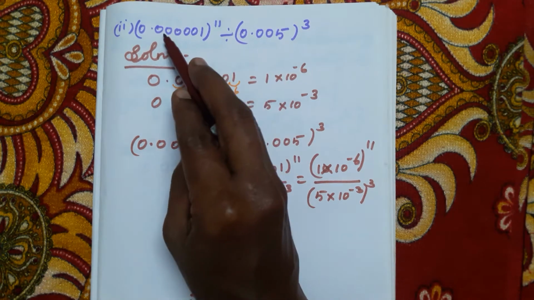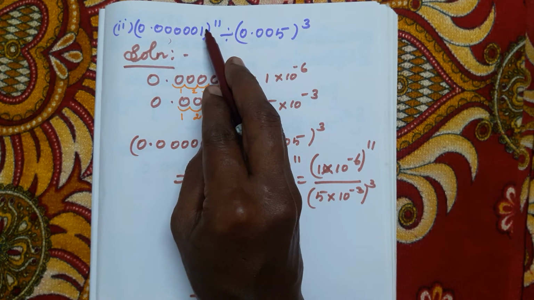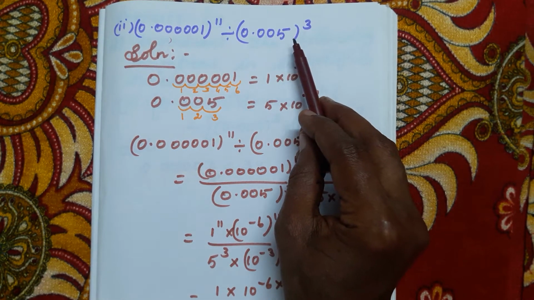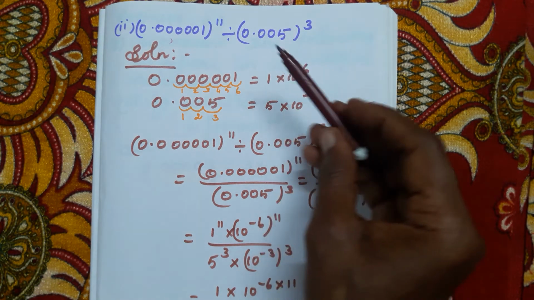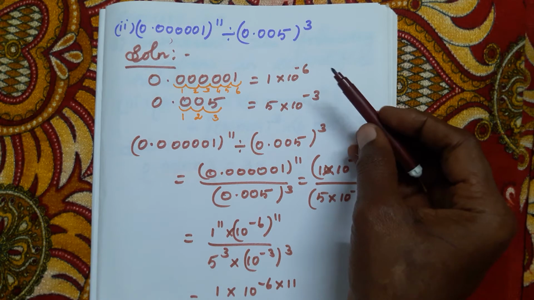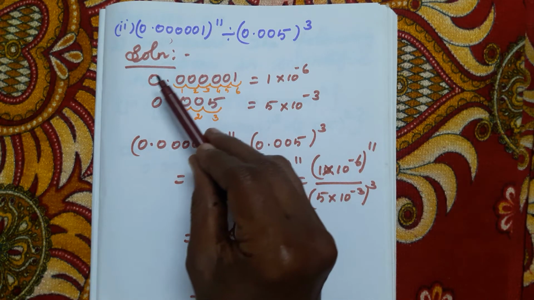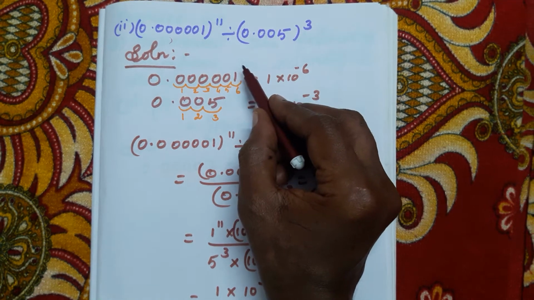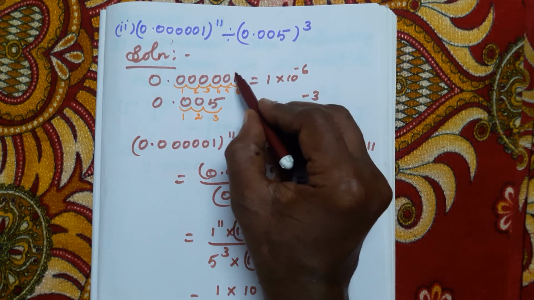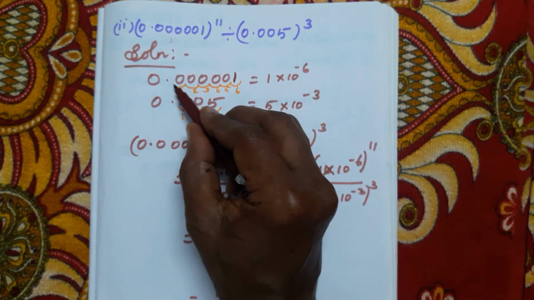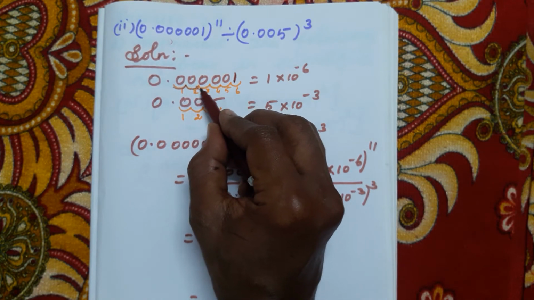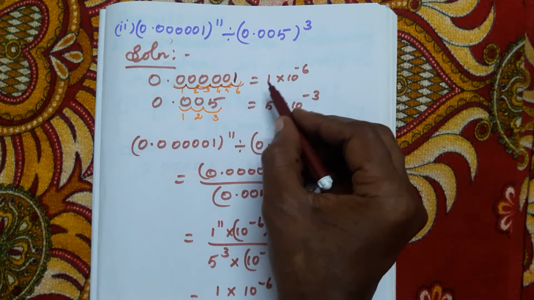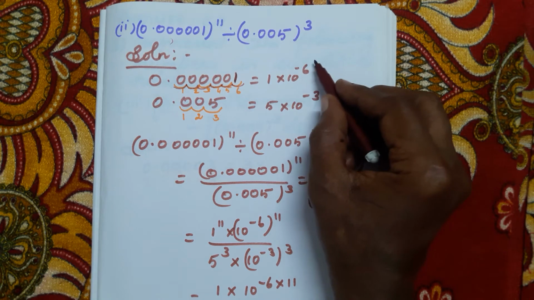Next, (0.000001) the whole power 11 divided by (0.005) the whole cube. This also we have to write in scientific notation. First, we want to convert this number into scientific notation. For converting in scientific notation, how can we write this? 1 into, how many places do we move the decimal point? 1, 2, 3, 4, 5, 6. 6 places right, so we have to write 10 power minus 6.